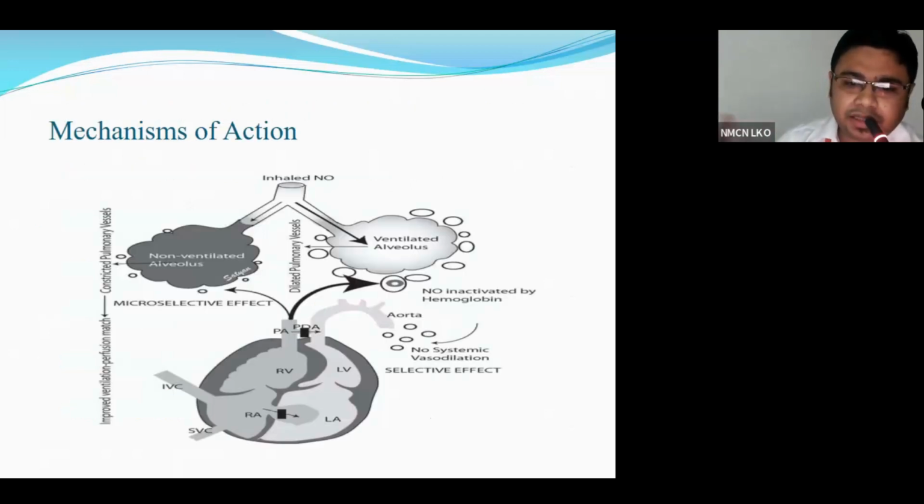Coming to the other mechanism, for the appropriate action of nitric oxide, you need an appropriately recruited lung. From this diagram, you can see that NO preferably goes to the ventilated alveolus as compared to a non-ventilated alveolus. This effect is known as the microselective effect. So the take-home message from this slide is that NO has a microselective effect. It usually goes to your ventilated alveoli as compared to the non-ventilated alveoli.